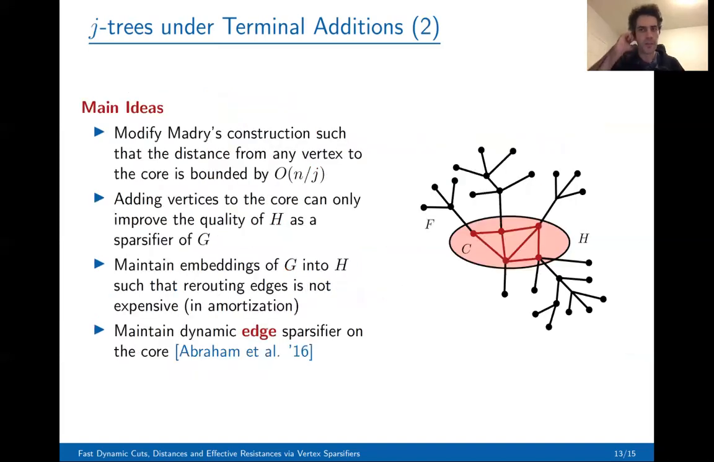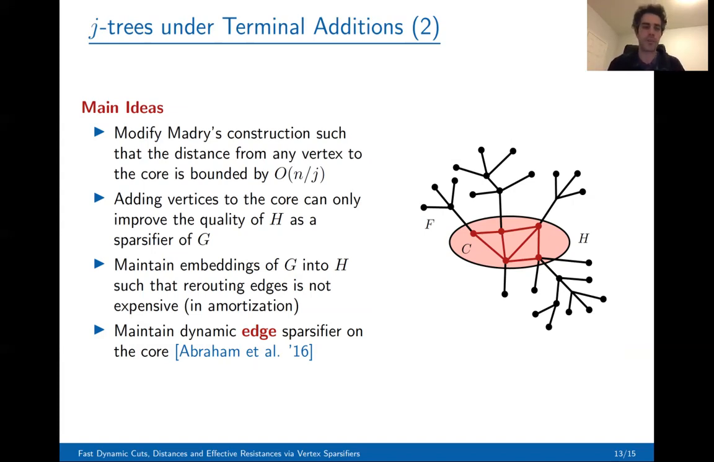Because it was kind of impossible to now review the construction of Madry and show how to modify it in this limited amount of time, I'm just telling you the main ideas behind our construction. So basically, we white box the construction of Madry, where we also ensure a few more structural properties about J trees. For example, we say that any vertex in the J tree cannot be very far away from the core, and we can ensure this accordingly.